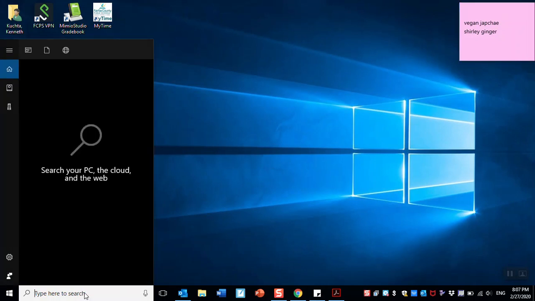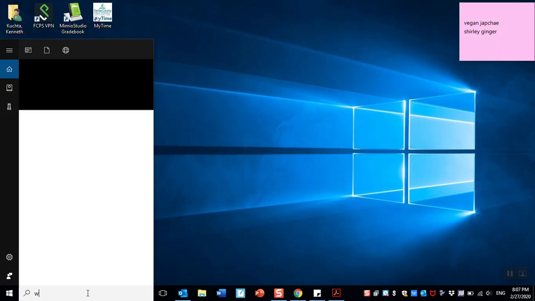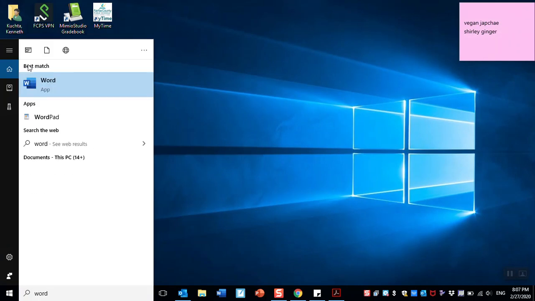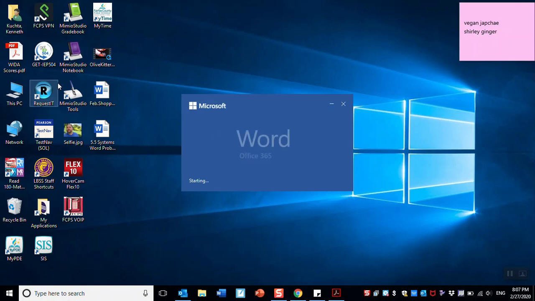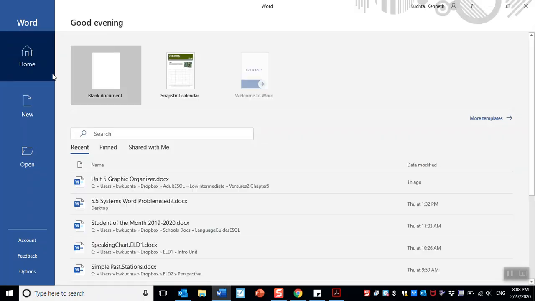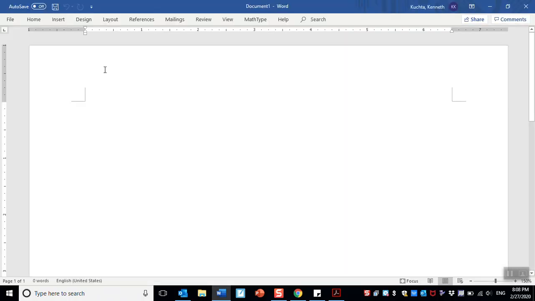So when you log into your computer, you go to the bottom left screen and you type in Word, W-O-R-D, and you select Word, which is Microsoft Word. And then you open a blank document.